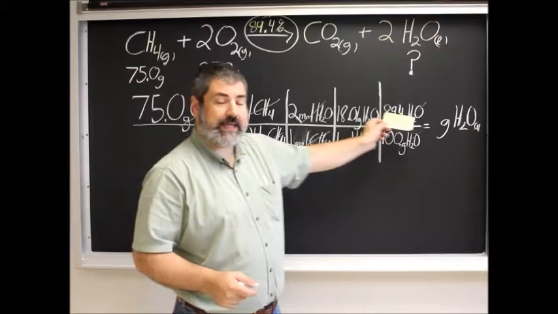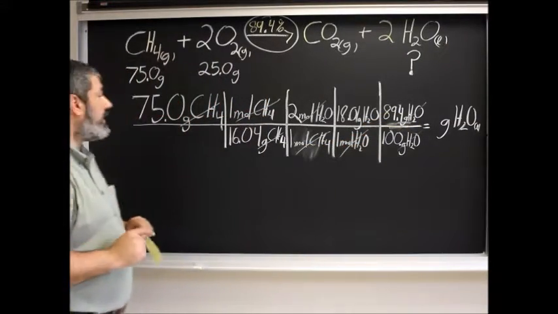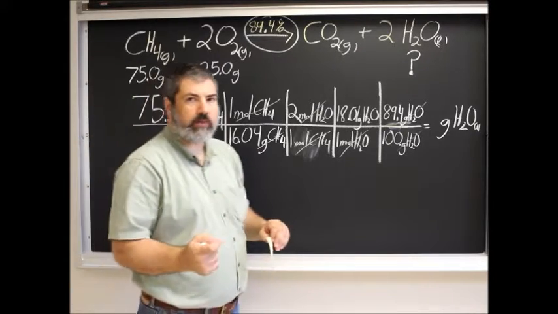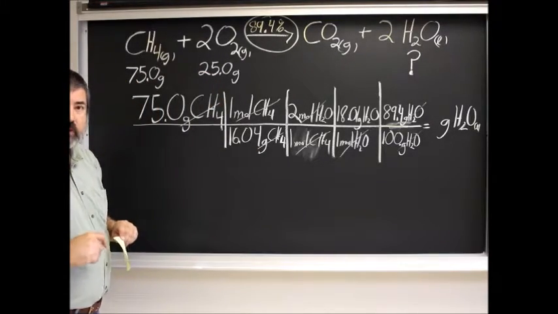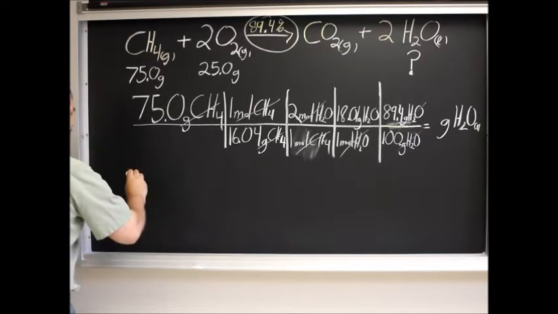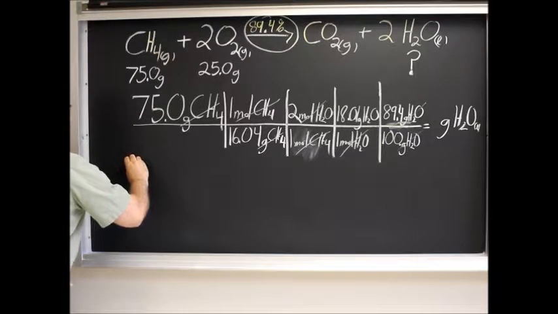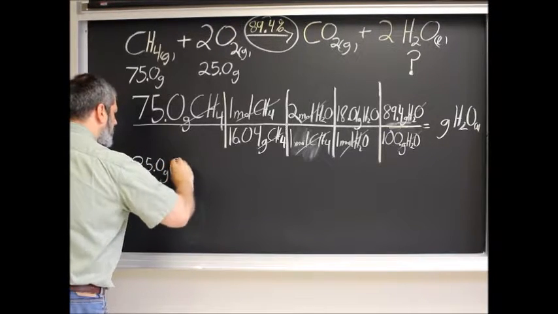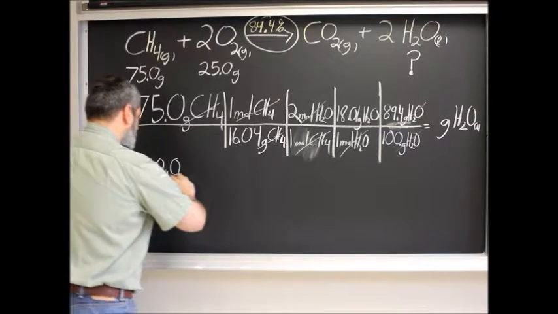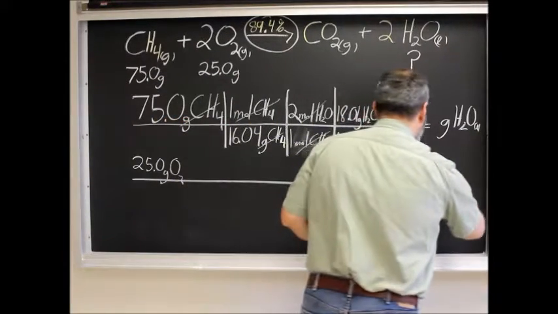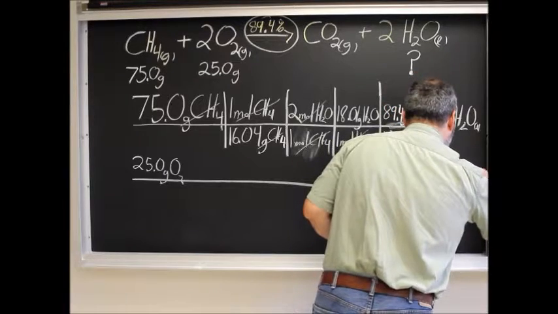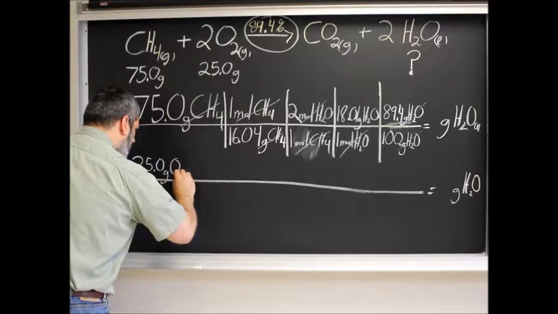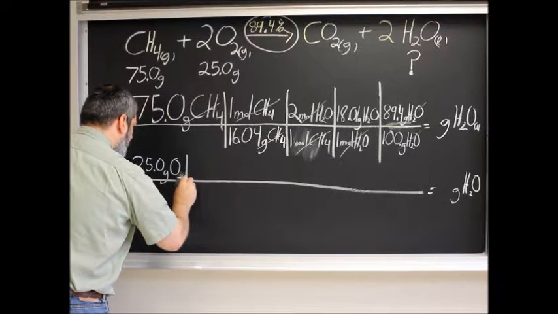So I can put this into my calculator and get a number, but I'm not going to do that yet. The reason why is we're going to have to do two problems. We've finished the setup for the methane. The next one is, what if we had 25 grams of oxygen? How many grams of water would that produce?